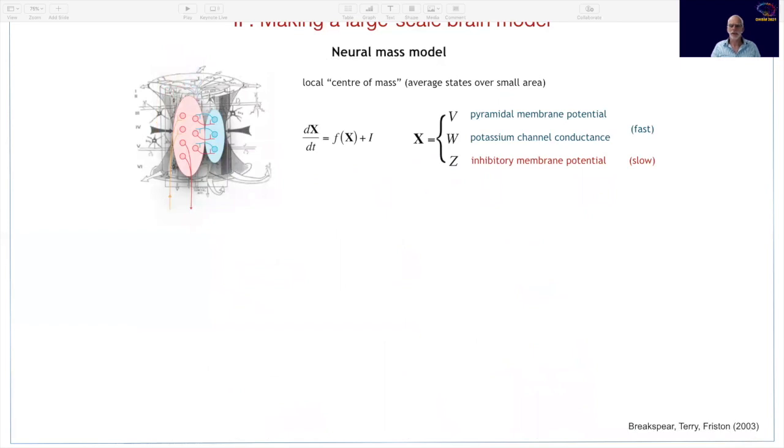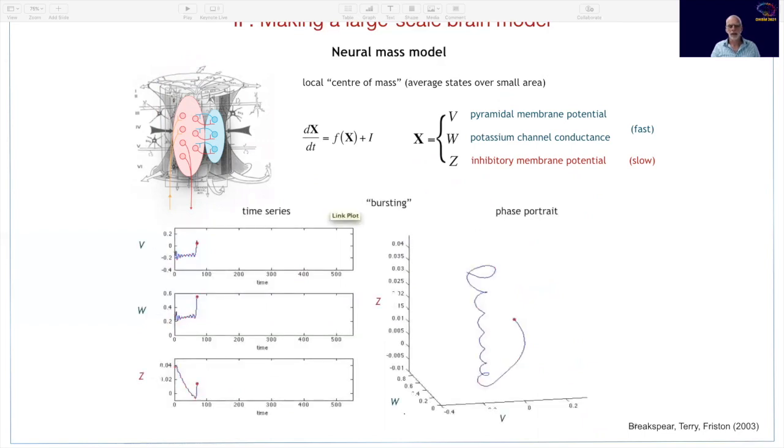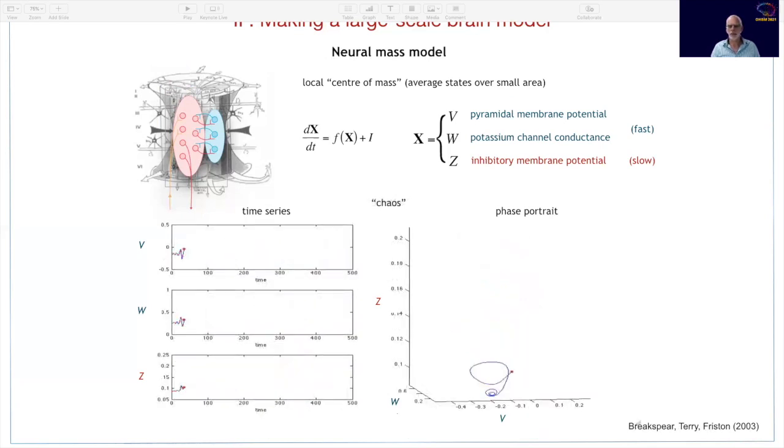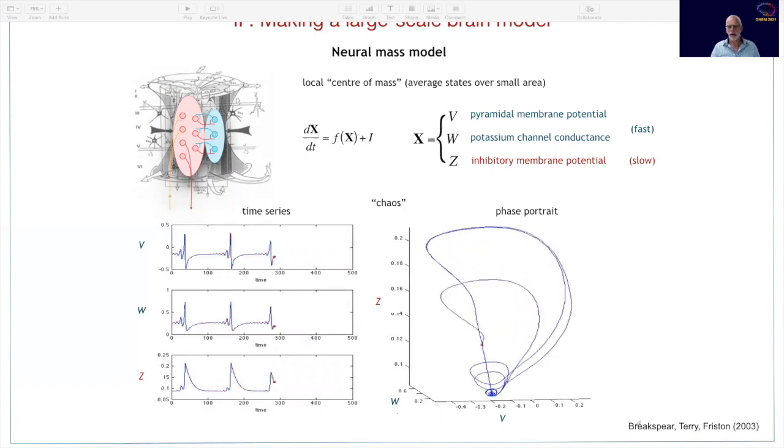This is an example of a neural mass model, a rather old sort of toy model that we played around with for a while. Here are the time series on the left, and this is its attractor. Here it is in a bursting state. This is a population of pyramidal cells and inhibitory cells with slow potassium conductance. And so this is a bursting state. If we change the underlying parameters, then we get the same system with the same equations exhibiting this type of complex dynamics called chaos.